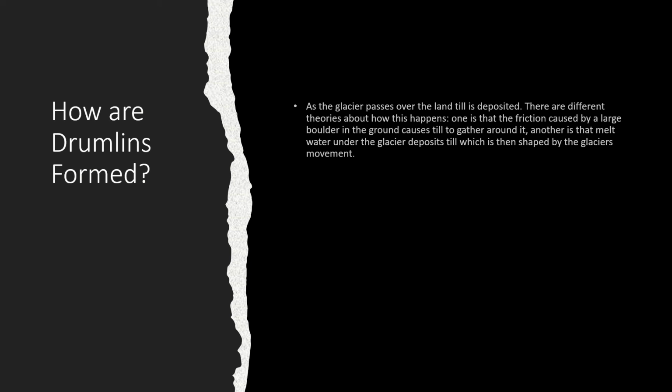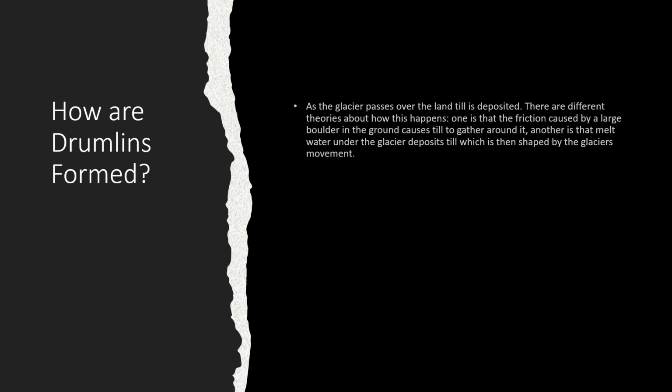One theory is that as the glacier moves over the land, it moves over a very large rocky outcrop or a boulder, and that it's unable to erode that rocky outcrop away. So as it moves over it, that creates friction, and that friction causes till carried within the ice, that's rocky particles carried within the ice, to gather up around that boulder blocking the path of the glacier.